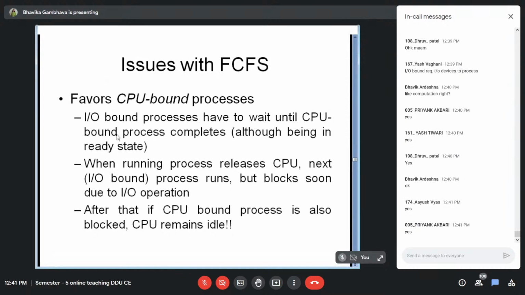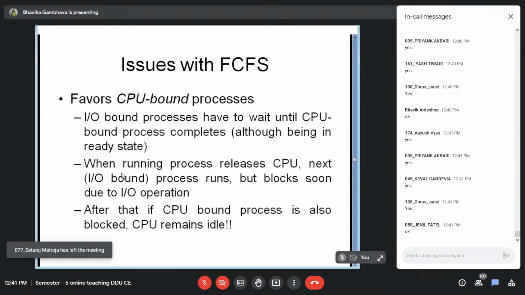Okay, so now here it is saying that first come first serve favors the CPU bound processes. How? IO bound processes will have to wait until the CPU bound process completes, even though they are in the ready state. Whenever your CPU bound process is completed, then the next IO bound process, if it is in the queue, will come. But very soon it will be blocked. Why? Because the IO operation will be very slow.